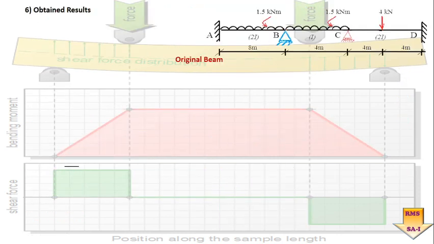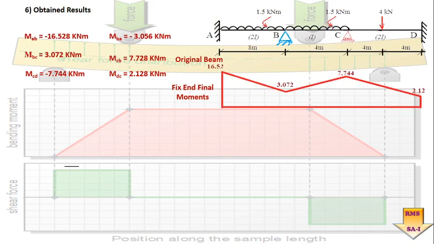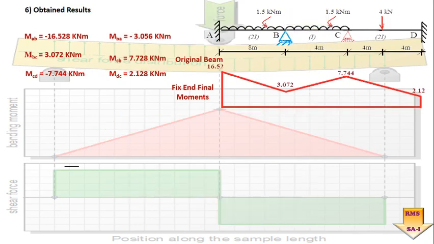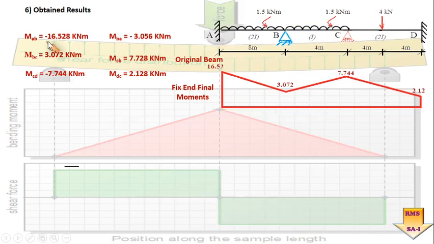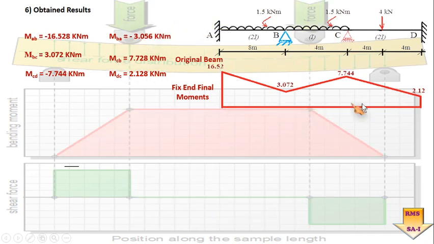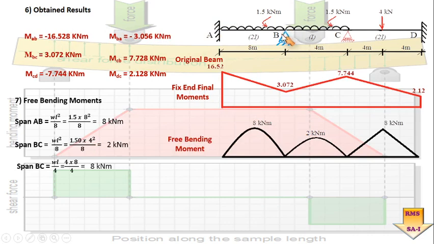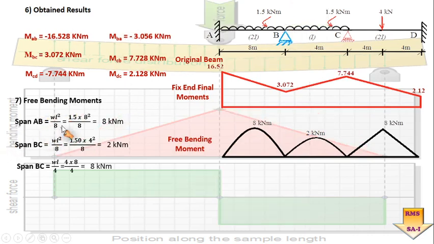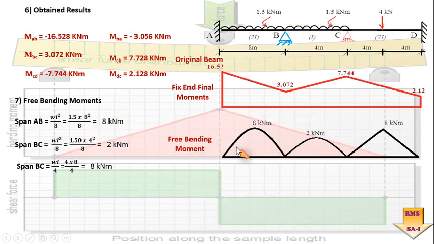Is it okay? So we have obtained the result for the final moments which are to be drawn into a diagram, which we call the final fixed moment diagram. So I have constructed that final fixed moment diagram by plotting these as the ordinates for that particular diagram. Next, free bending moment diagram. Consider an individual span. Its free bending moment value we know. Put the values of intensity of a load and a span, and we got this particular free bending moment diagram.